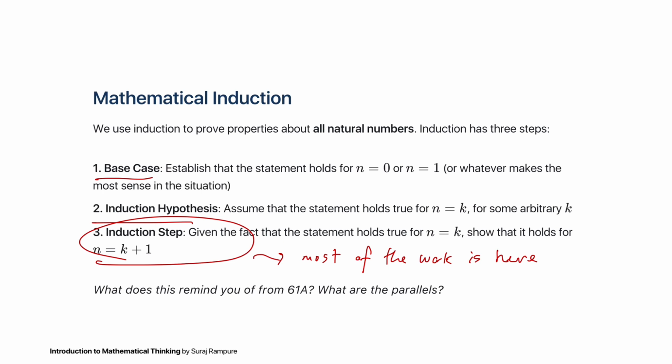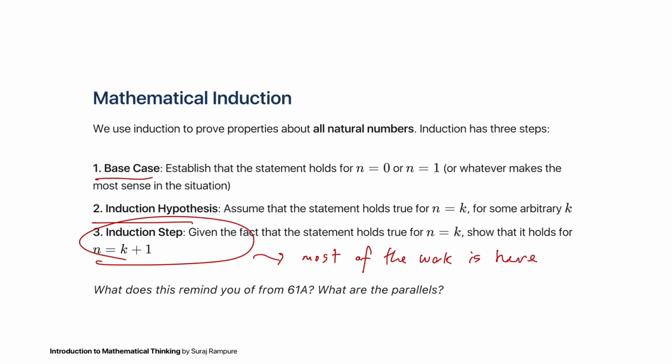We're assuming that the statement holds true when n is equal to k. And now we're going to do some manipulation to show that it holds true for n is equal to k plus 1. Okay? So our 3 steps, we just established some base case that we have to check manually. Our induction hypothesis, where we assume it's true for some arbitrary number k. And then our induction step, where we use the information that it's true for n is equal to k and show that it's true for n is equal to k plus 1.